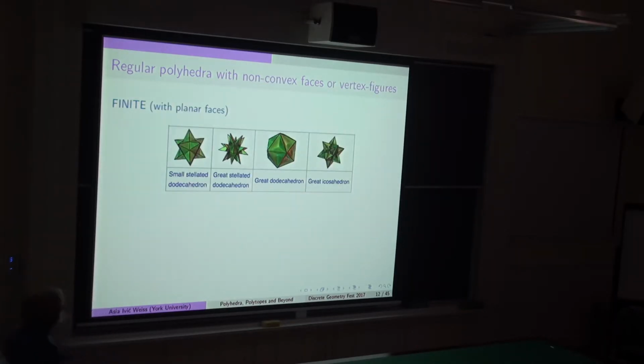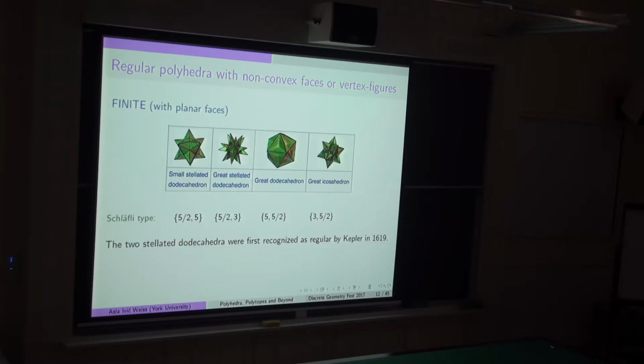So let me move on with the regular polyhedra and now consider those with the non-convex faces or non-convex vertex figure. So the first 2 objects here have star pentagons as faces, and these 2 other ones are their duals, and their vertex figures are star convex polyhedra. Again, their Schläfli symbol can be used for describing them. So pentagram, 5 of them meeting at each vertex, etc.